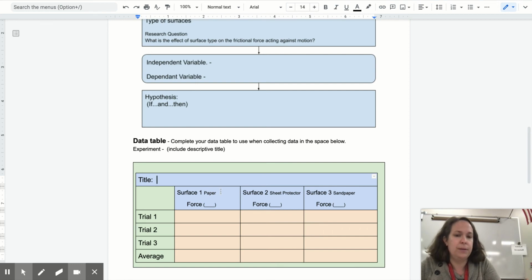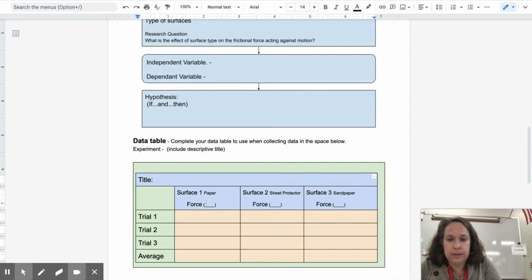Everybody in person got to pick 3 surfaces out of about 5 to choose from. I had to pick them for you. So we're going to do paper, we're going to do sheet protector, and sandpaper. So write those into your data table.